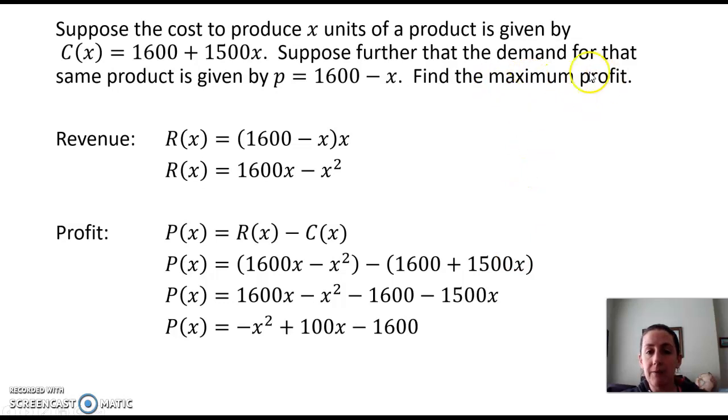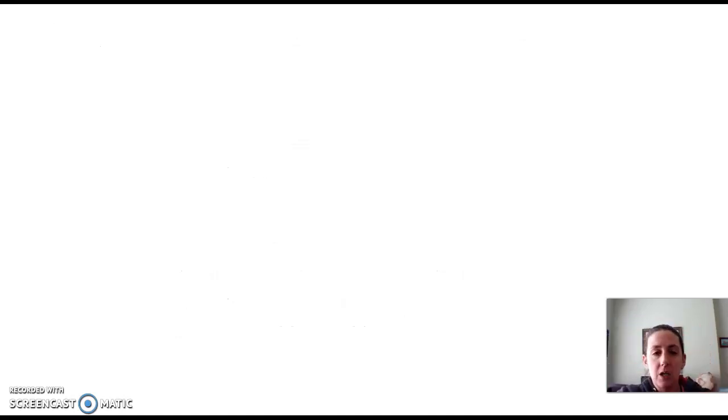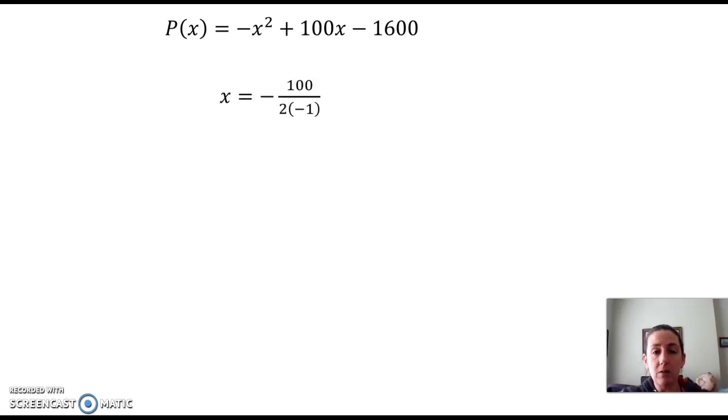So where am I going to find this maximum profit? Well, take a look. This is a parabola with a negative leading coefficient, so it's a downward facing parabola. The maximum is going to be right up here at the top, which is the vertex. So I'm looking for the vertex of that profit function. The number of units will be negative b over 2a, which gives me 50.